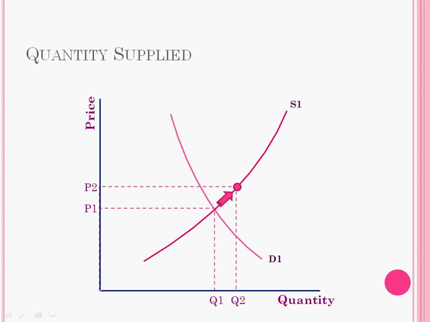So let's just say price goes up from P1 to P2. In that case, it would be a shift of demand. When the demand curve shifts, we see that there's a different quantity supplied. We go from Q1 to Q2. So a change in price or a change in quantity or a change in demand for the good itself would cause a change in quantity supplied.